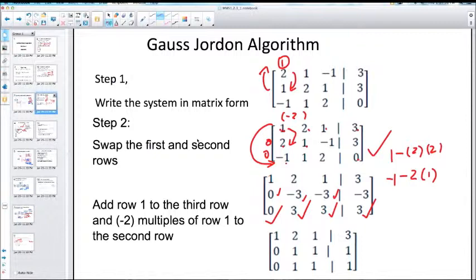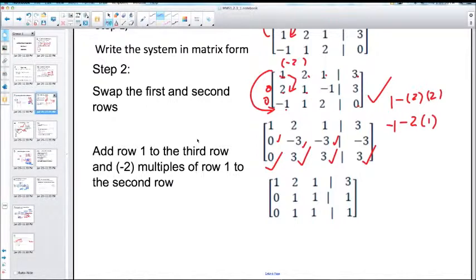So what's next? You can divide the third row by 3, and divide the second row by negative 3. We got all nice rows. But now you start to look, and you say, oh, the second row and the third row are exactly the same. What does that mean? That means they're the same equation. You really only get 2 equations, not 3. And the one is somehow redundant.